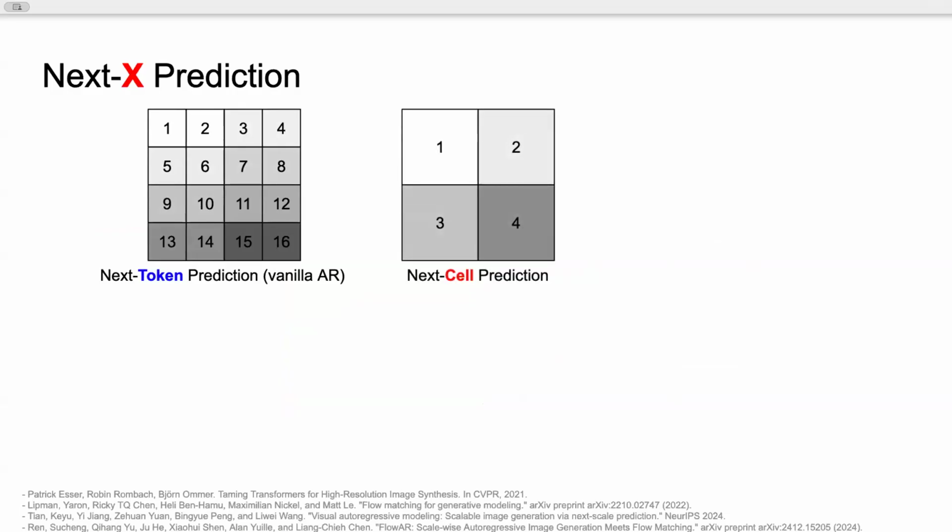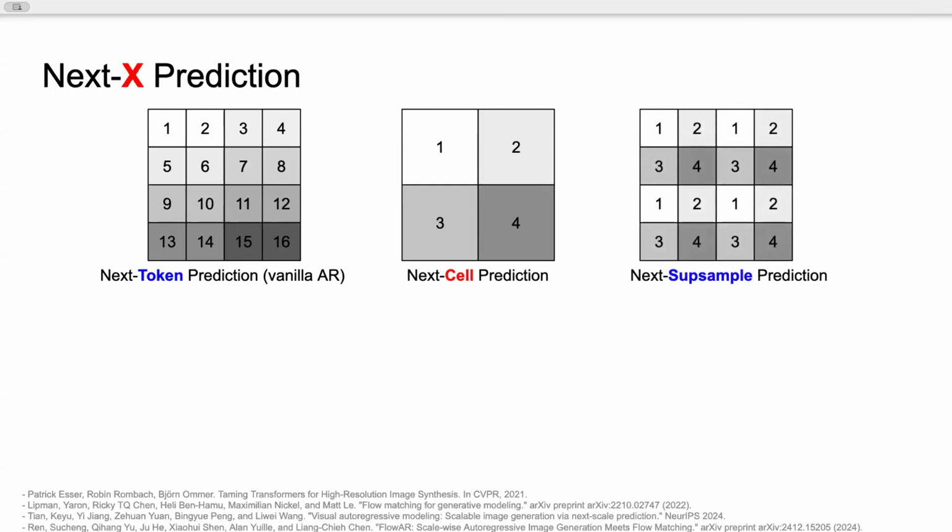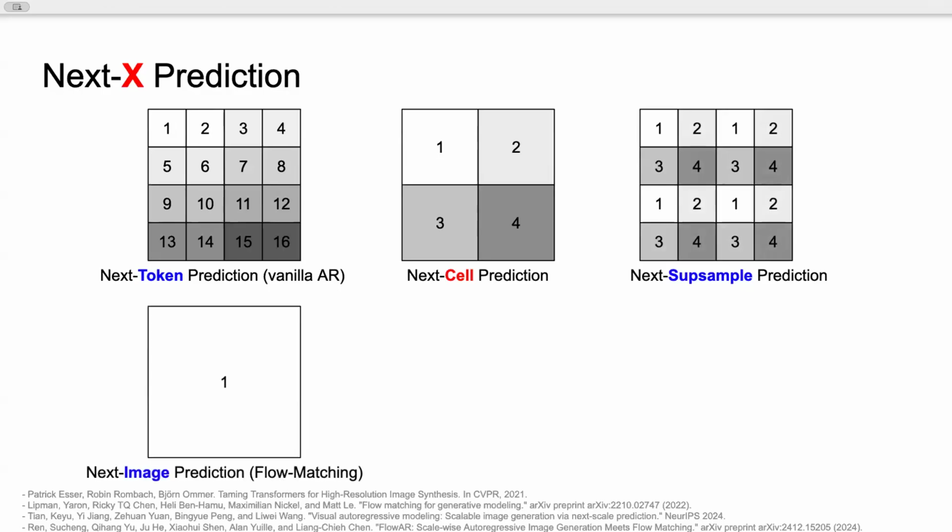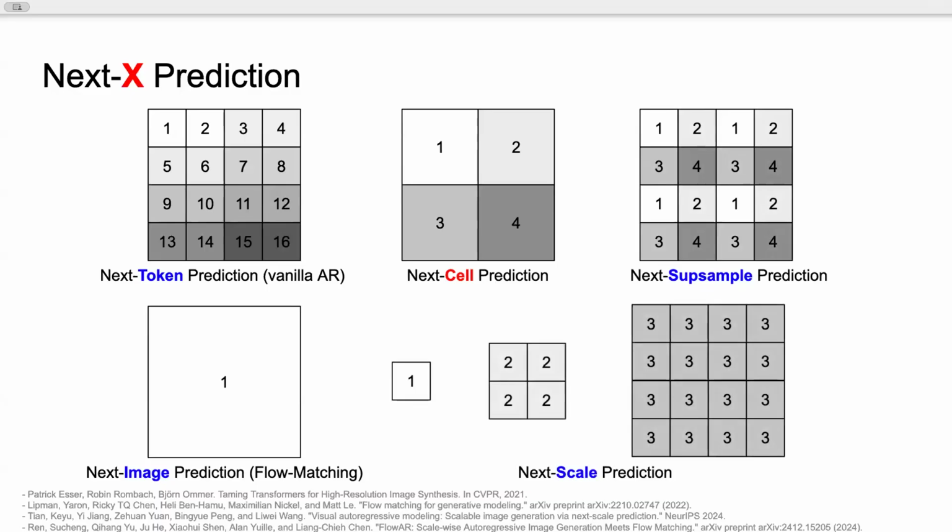When X equals tokens, it falls back to the previous vanilla autoregressive models. When X is the cell, you basically have larger groups of cells, or a subsample, non-local grouping, or images. Then you fall back to diffusion or flow-matching models. Or next scale prediction, where you predict from coarse resolution to final resolution. So we propose a general framework, next X prediction, and X can be lots of entities that we play with.